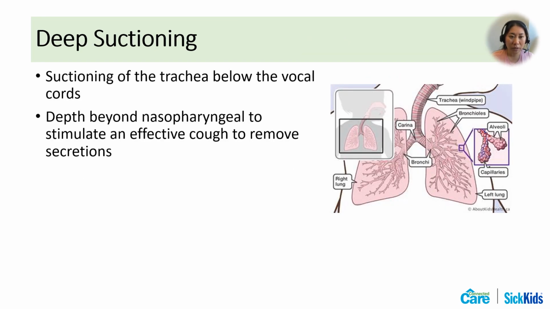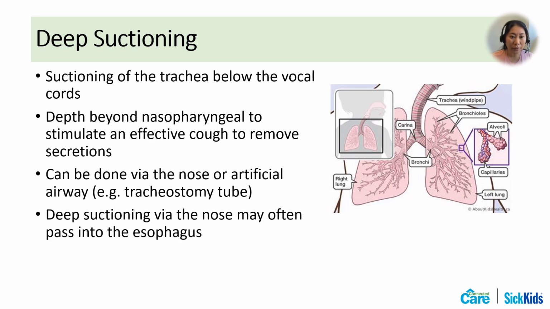Deep suctioning means suctioning of the trachea below the vocal cords. This is done in order to stimulate a more effective cough to remove secretions. This can be done via the nose or an artificial airway, for example, a tracheostomy tube. When deep suctioning is done through the nose, it may pass into the esophagus, leading into the stomach, instead of going inside of the trachea into the lungs.